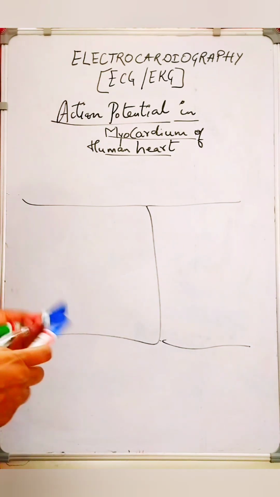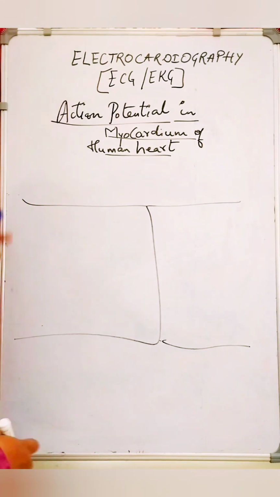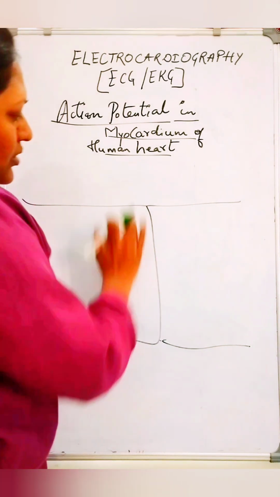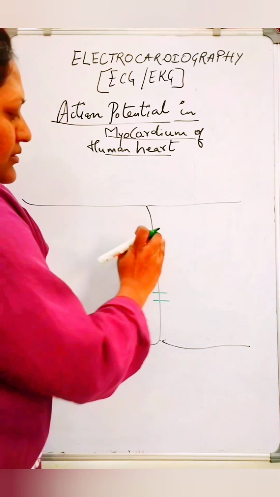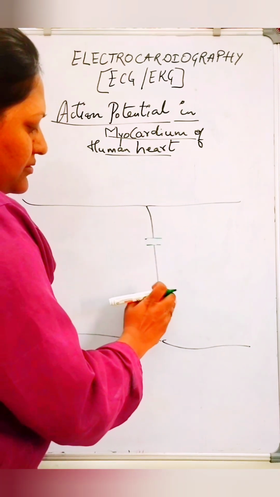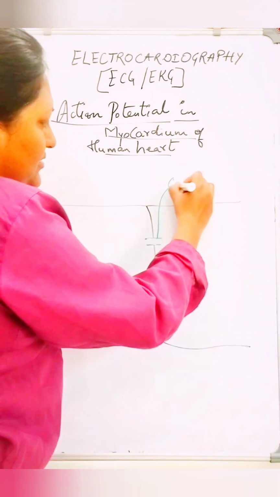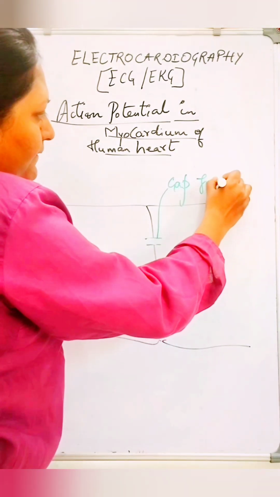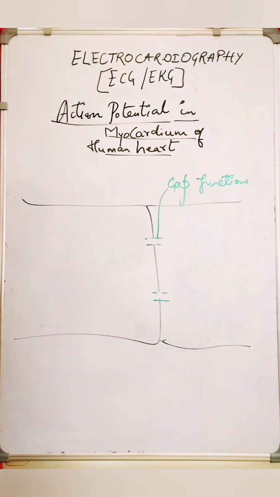Before proceeding, I would like to tell you that between two human myocardial cells, cell 1 and cell 2, we have some junctions. These junctions are named gap junctions. So let us understand how exactly the working of action potential occurs in the human heart.